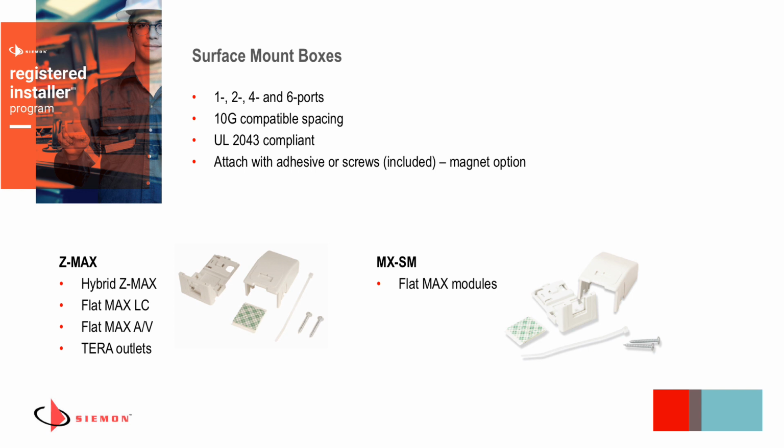So there are two families of service mount boxes. There's the ZMAX version, which can be used with the product shown here, which can be used with the hybrid ZMAX, which is flat or angled, although you use the flat mounting here. It also supports some of our multimedia, our AV type of stuff, and our fiber stuff that's designed to fit that flat footprint, as well as our Terra outlets. When you get into the MX XM product series, that's really designed for flat max modules only, and it's designed so that you actually snap the flat max modules into the area where typically the color-coded icons will go, and in this case the color-coded icon can just go on the top of the outlet box.